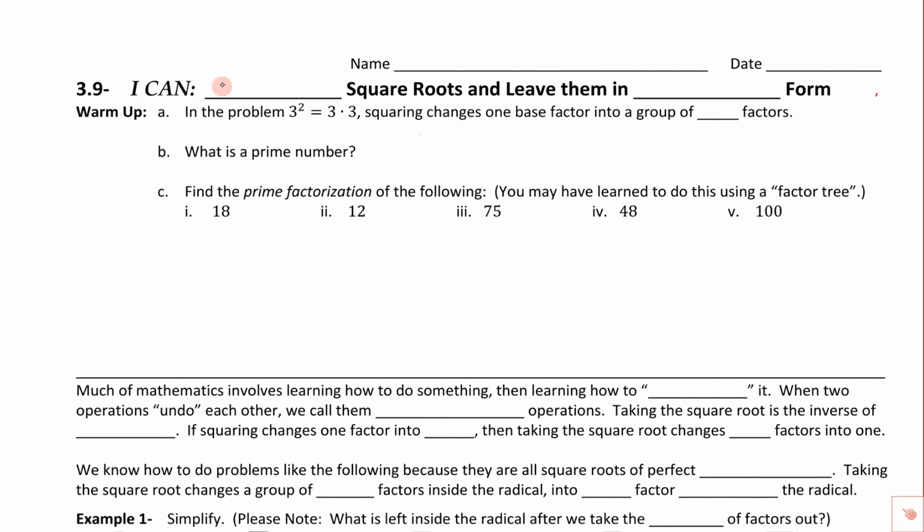So the I can statement is I can simplify square roots and leave them in radical form. Okay, and sometimes we'll call radical form exact form. So I'm just going to write that over here, exact form. All right, so the answers that we get today may not look great, but they are in what we call exact form or radical form.